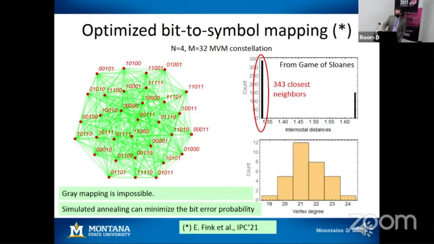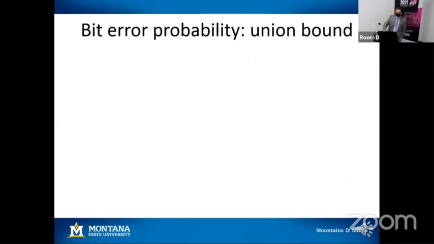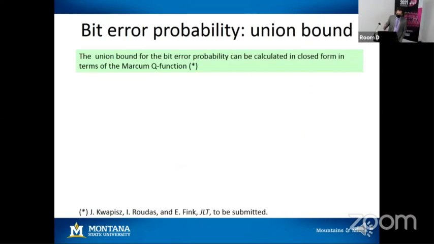Okay, with these 2 things now, the important thing is to calculate the error probability. So for the bit error probability, we use the union bound and we calculated it in closed form. This is a very beautiful calculation. It's not in the paper. It will be presented in JLT soon.